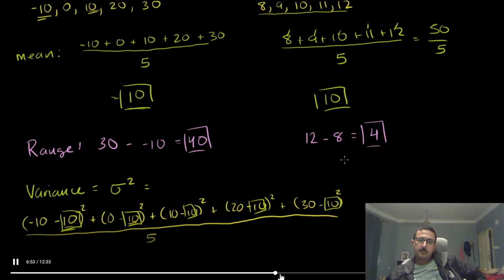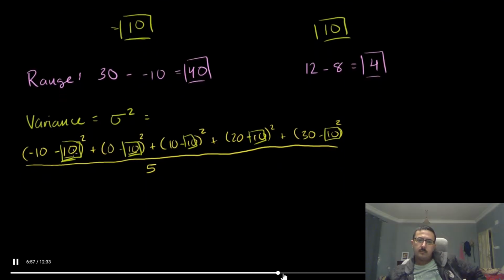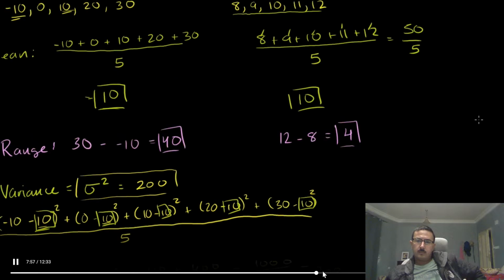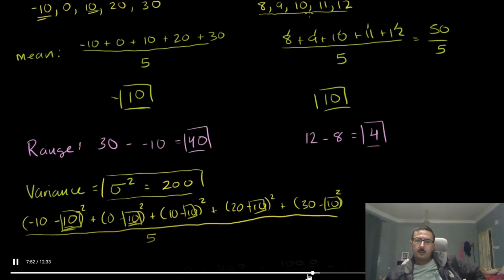So what is this going to be equal to? Negative 10 minus 10 is negative 20, squared is 400, and so on, up to 30 minus 10. The sum is 1,000. Divided by 5, the variance of this more dispersed data set is 200.